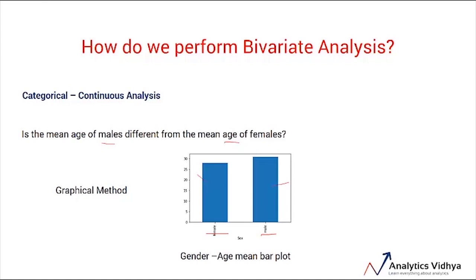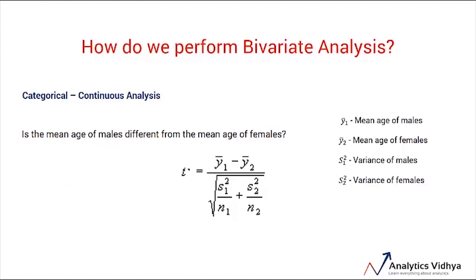So to evaluate the difference between males and females, or two groups in general, we use the two-sample t-test. The two-sample t-test is used when we want to compare the means of two samples. Here we have compared the difference between the mean of males and females. So y1 hat represents the mean age of males, y2 hat represents the mean age of females, S1 square is the variance of males and S2 square is the variance of females.